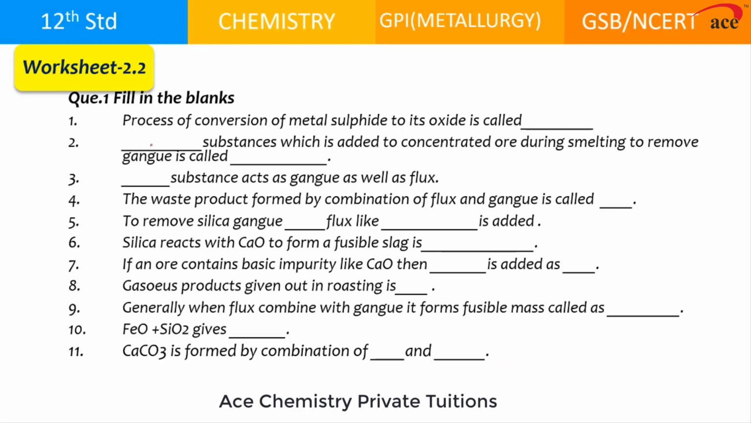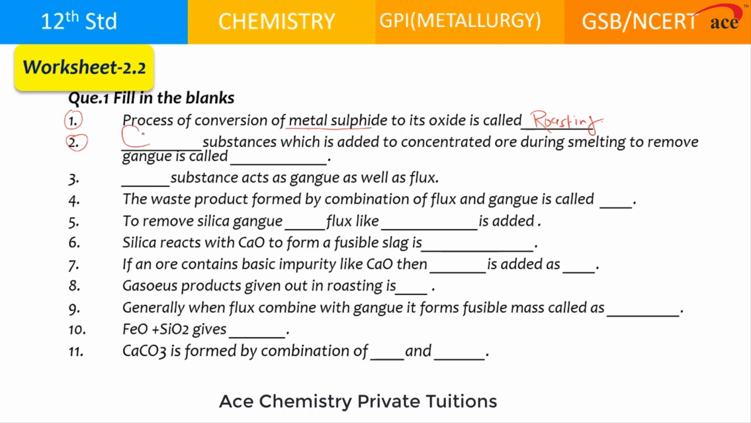So, the appropriate word for the first statement: the process of conversion of metal sulphide to its oxide. Metal sulphide to its oxide, this process should be, the word should be what? Roasting. Please check your answer. Is it correct? Yes. Second: dash substances which is added to concentrated ore during smelting to remove gangue is called dash.